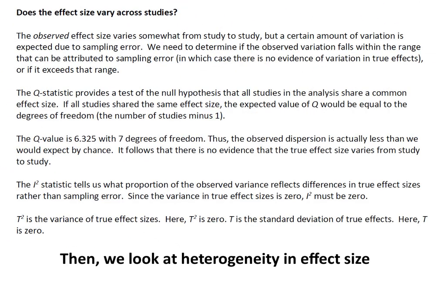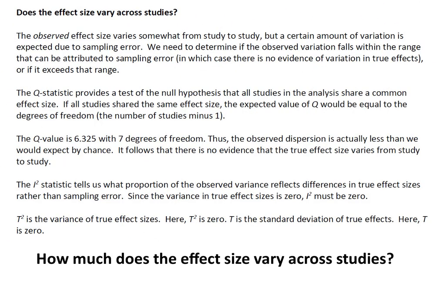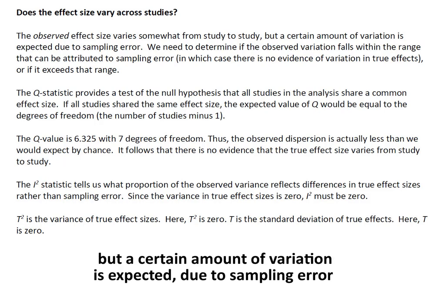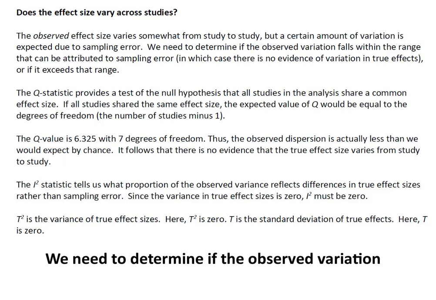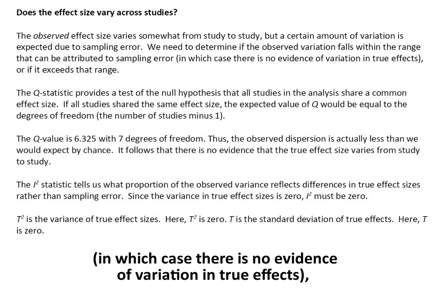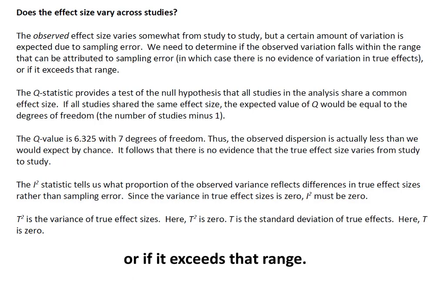Then we look at heterogeneity in effect size. How much does the effect size vary across studies? Well, the observed effect size varies somewhat from study to study, but a certain amount of variation is expected due to sampling error. We need to determine if the observed variation falls within the range that can be attributed to sampling error, in which case there's no evidence of variation in true effects, or if it exceeds that range.